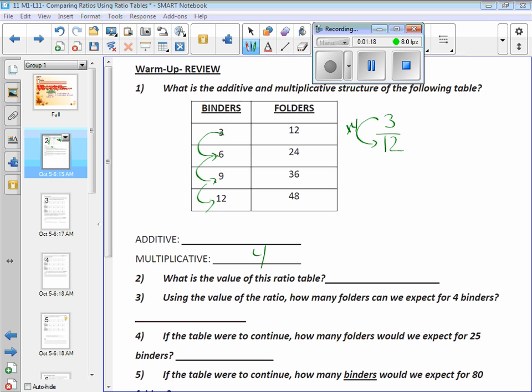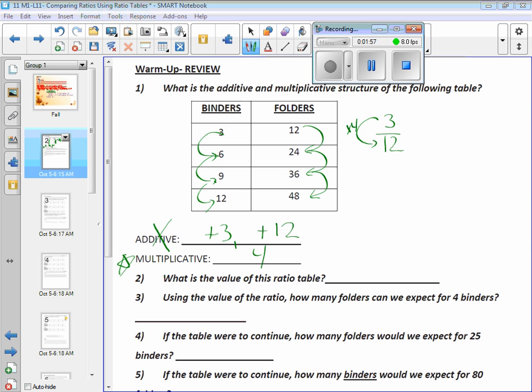What's the additive structure or pattern of that first column? We're adding 3. Then what are we doing here? Made that more confusing than it needed to be. What about the second column? Adding 12. Not crazy about additive.